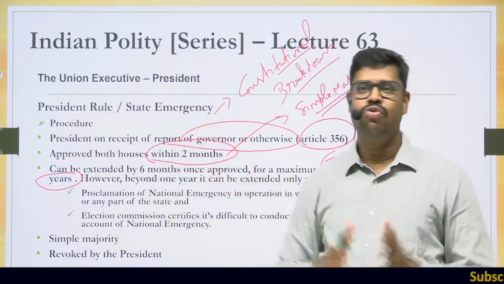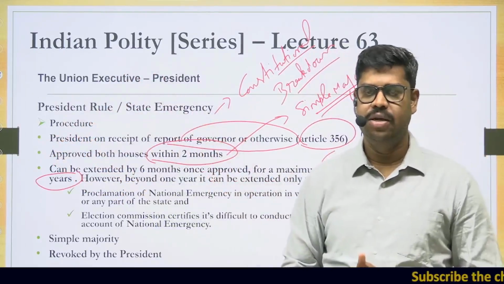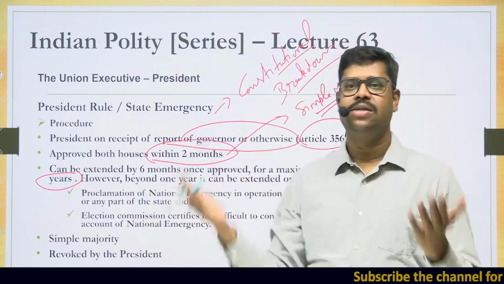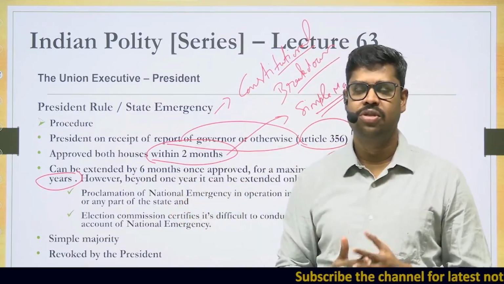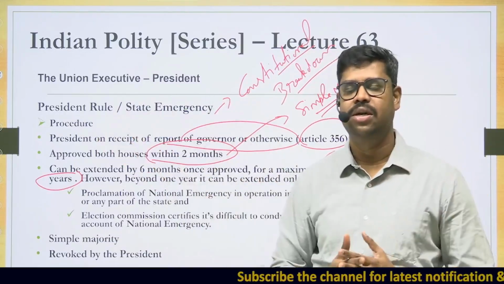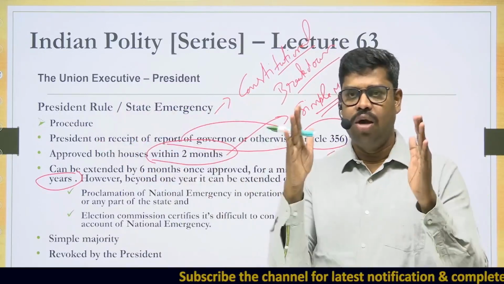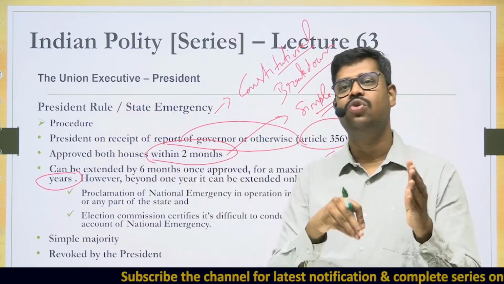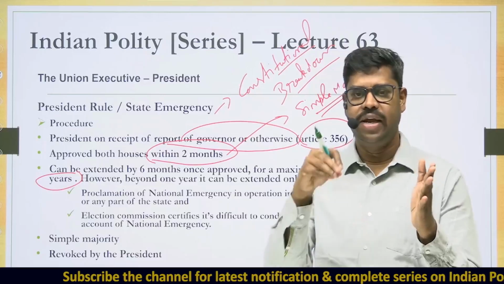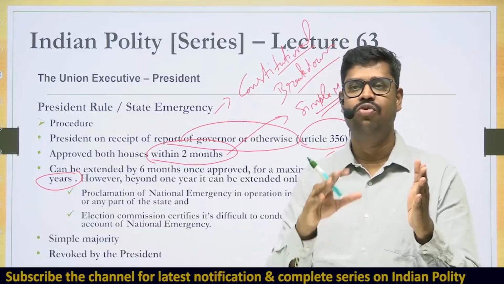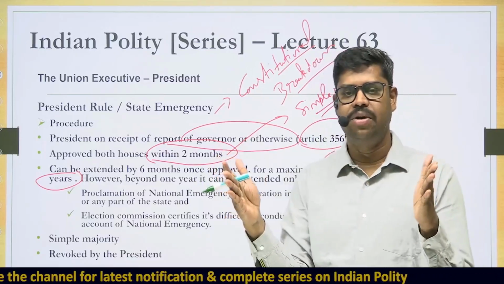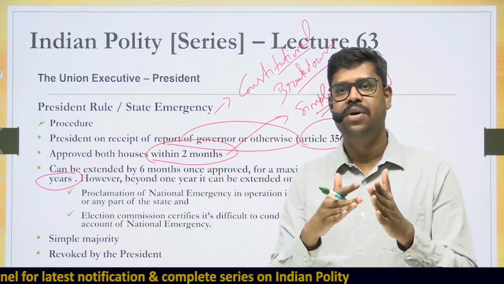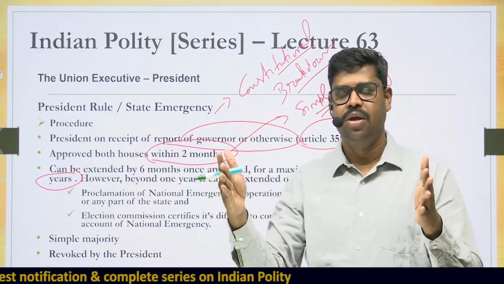However, the most important thing that you have to keep in mind is that it is not in all cases where President's Rule is imposed that it can be extended up to 3 years. Normally, whenever President's Rule is imposed in a particular state, the state shall be kept under President's Rule for 1 year. How long can it be kept under President's Rule? It shall be kept for 1 year.